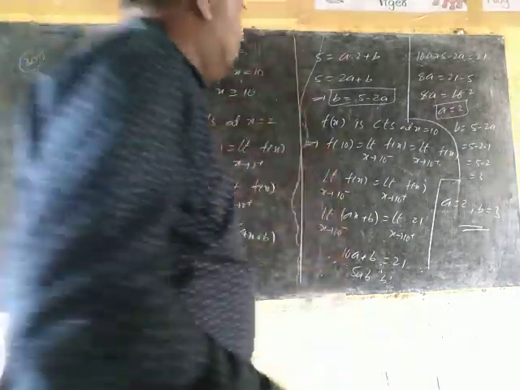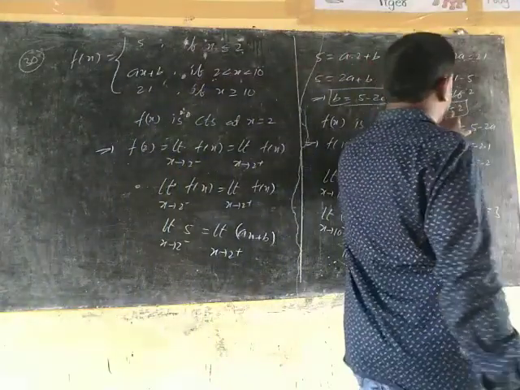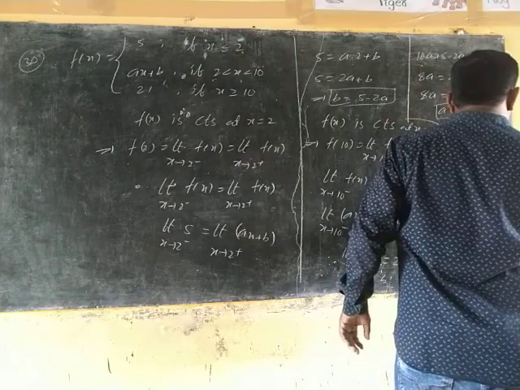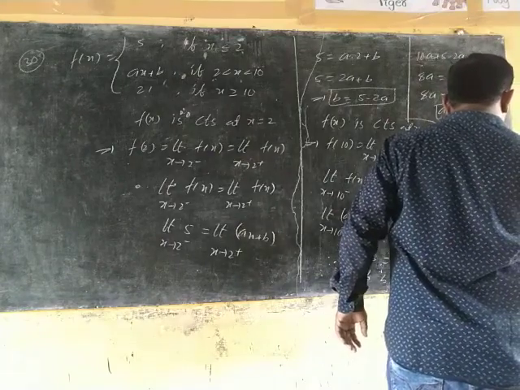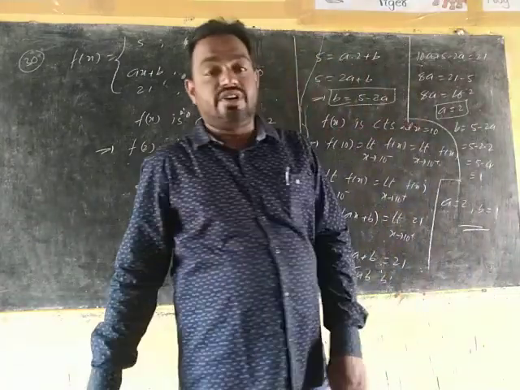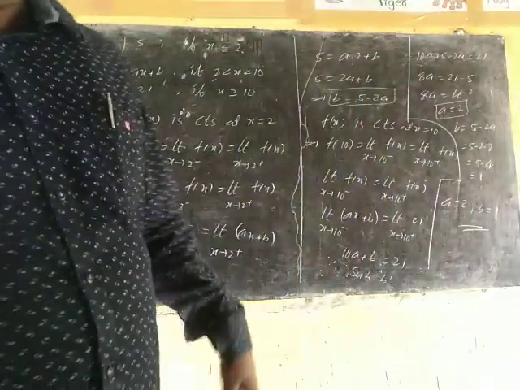You see here, correction. a equals what? 2. So 2 into 2, 4, 5 minus 4, 1. b equals what? 1. a equals 2, b equals 1 is the answer. Make the correction now. You see the correction.